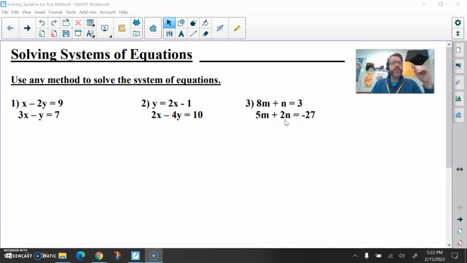So anyway, let's look at number one, and let's talk about how I can use elimination here.